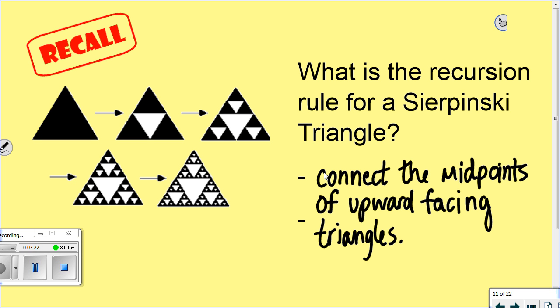So yeah, the midpoint. We connected those midpoints to form 3 new shaded triangles, right? 3 new upward facing triangles. If you go over here, we connected the midpoints of those upward facing triangles. Create all those upward facing triangles.